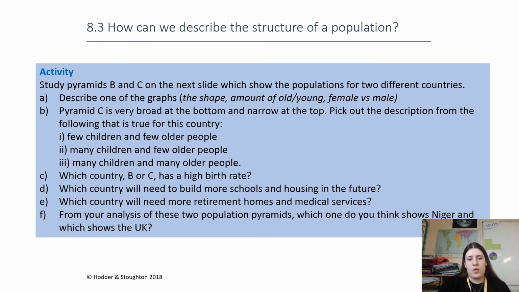The last one says, from your analysis of these two population pyramids, which one do you think shows Niger and which shows the UK? You'll probably have a bit more of an idea about the UK, just thinking about what you looked at in the demographic transition model, and you can apply that knowledge. So you can pause here, and it'll probably take you around 8 to 10 minutes to do that. If you pause and do that, and then go to the next slides, they show you the actual model.